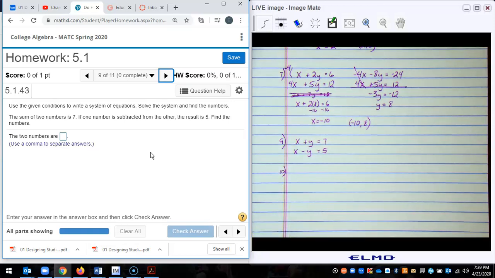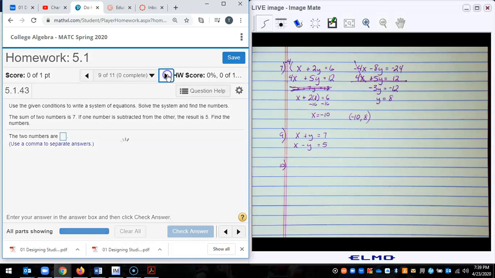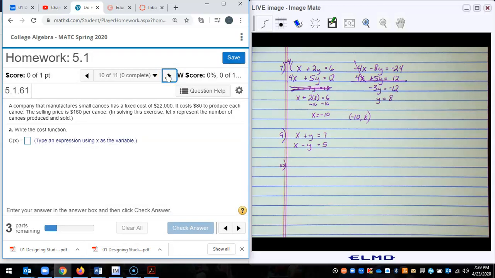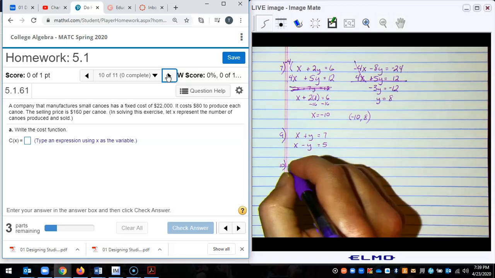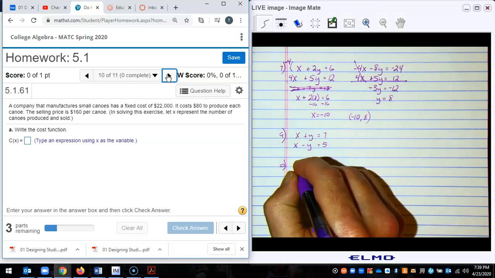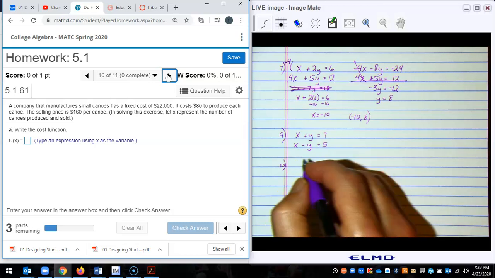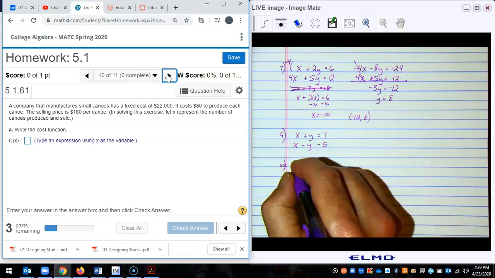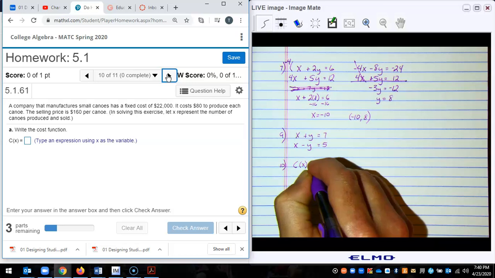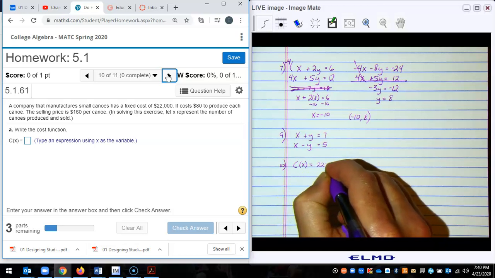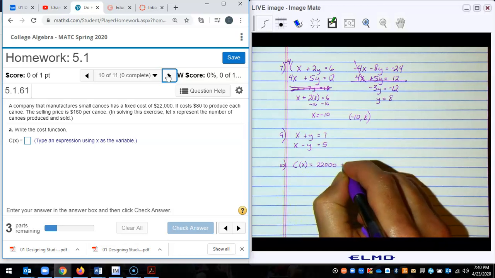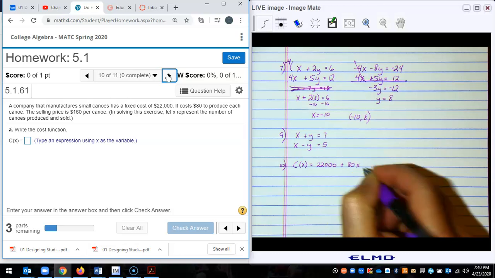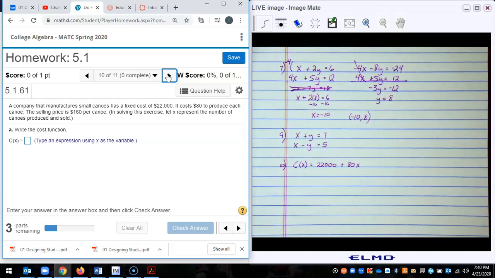But anyway, here's 10. I'm just going to set these up for you. A company that sells canoes has fixed costs of $22,000. So I have a fixed cost of 22. It costs $80 to produce a canoe. So it's wanting me to write a cost function. The cost function is going to be $22,000 of fixed cost plus $80 to construct every canoe X. So that's going to be my cost function.